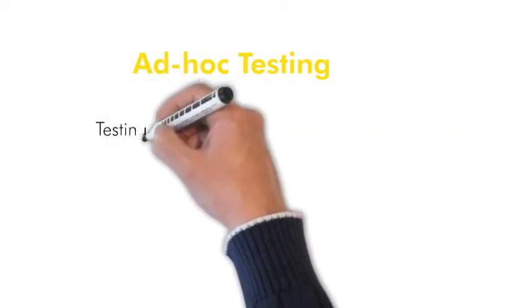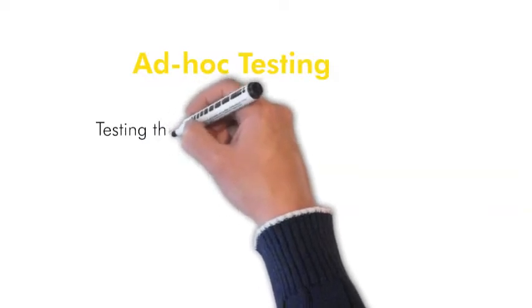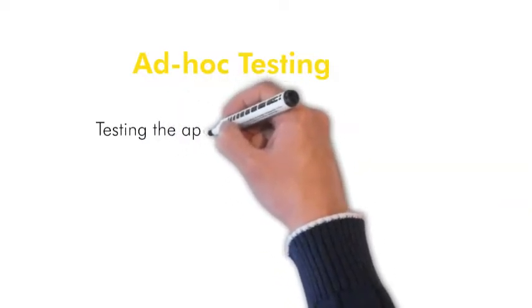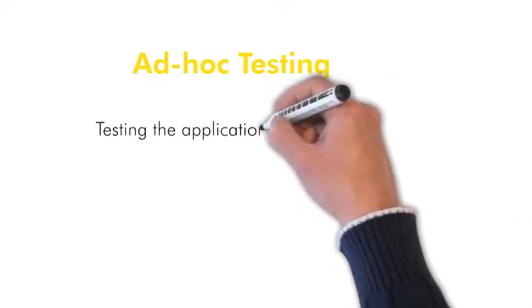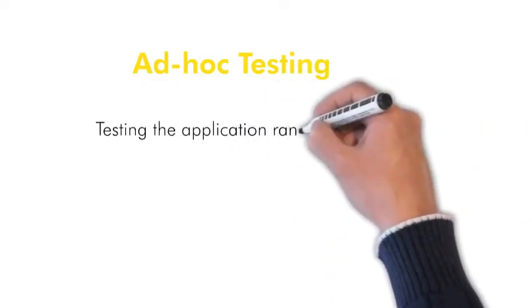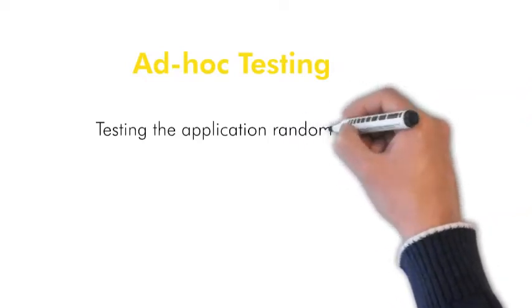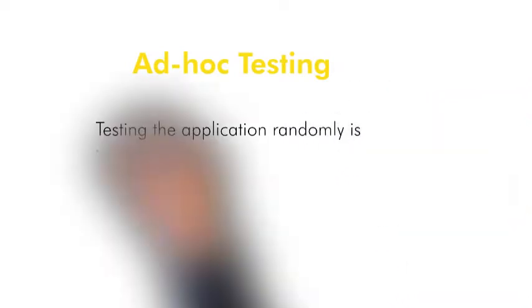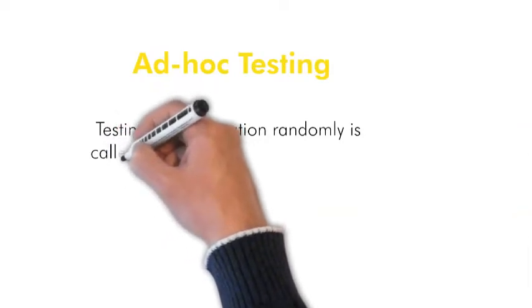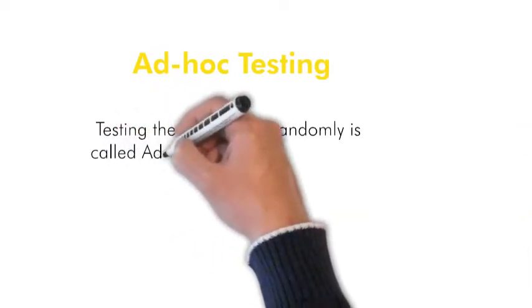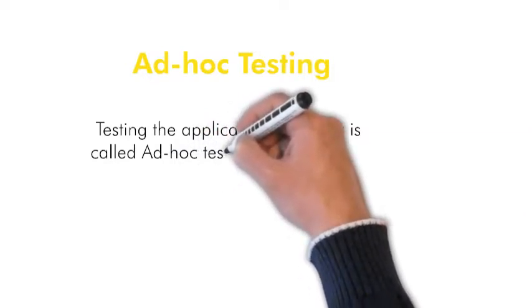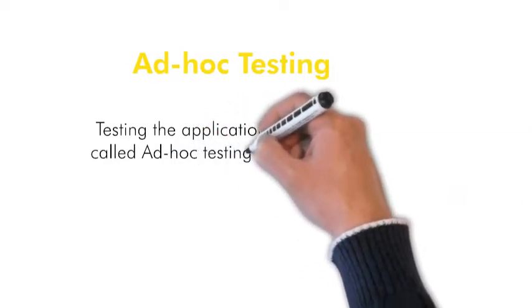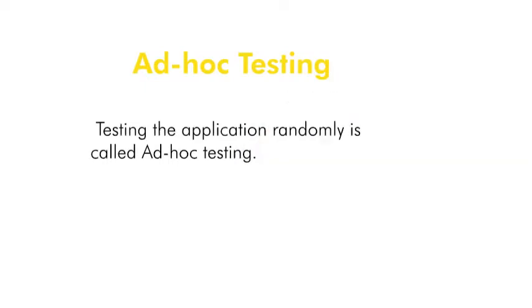Next testing type is Ad-hoc testing. It is also called monkey testing, gorilla testing. Testing the application randomly is known as Ad-hoc testing. So why do we do Ad-hoc testing? End users use the application randomly and may see a defect. But a professional test engineer uses the application systematically, so he may not find the same defect. In order to avoid this scenario, the test engineer should also test the application randomly.